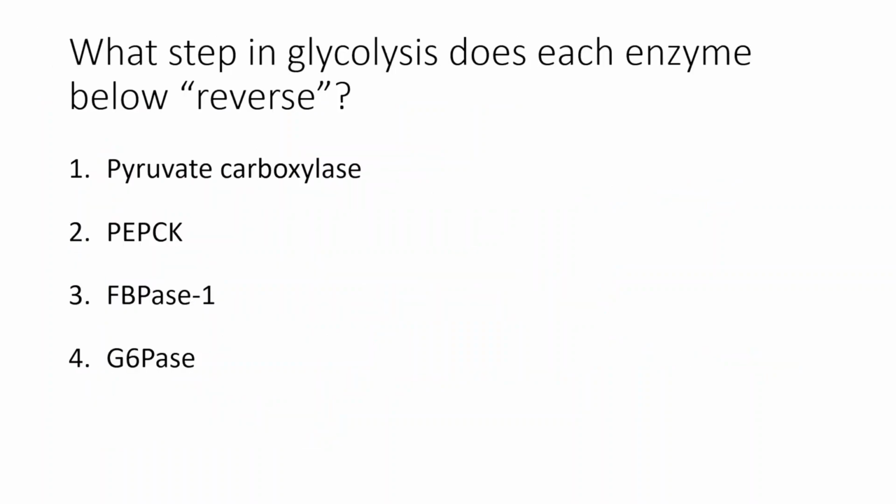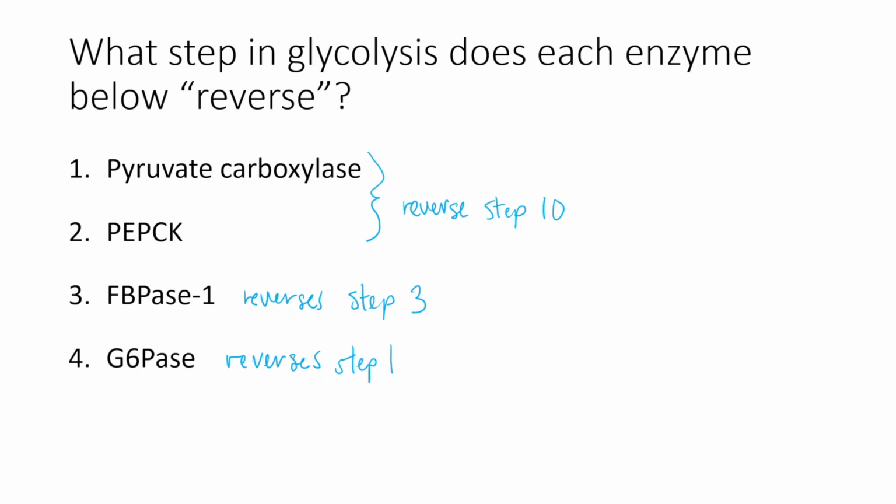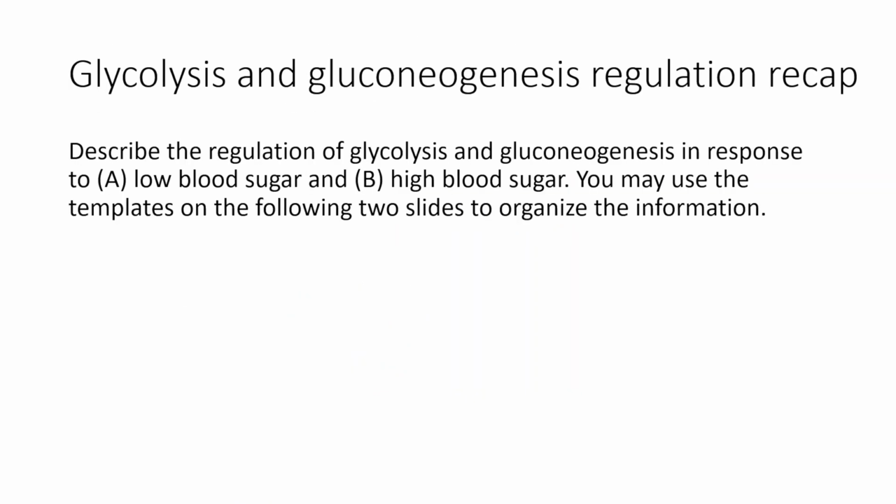And then we just mentioned which step gets reversed. So pyruvate carboxylase and PEPCK reverse step 10 with pyruvate kinase. FBPase1 reverses step 3 with PFK. And G6Pase reverses step 1, which uses hexokinase. Okay, so let's keep on going.